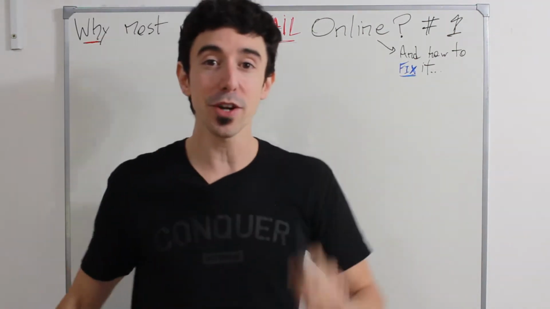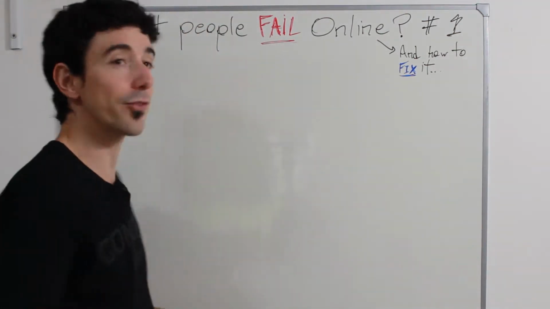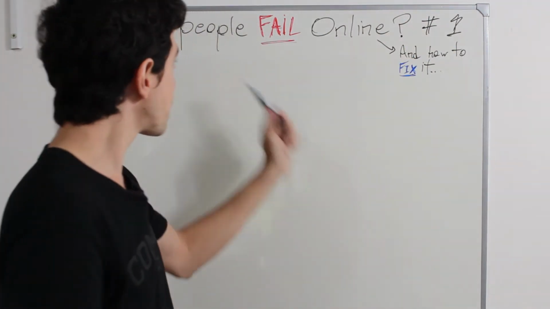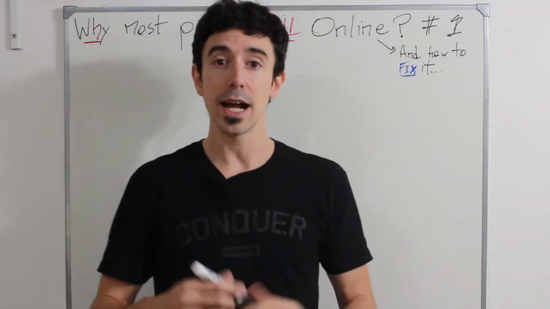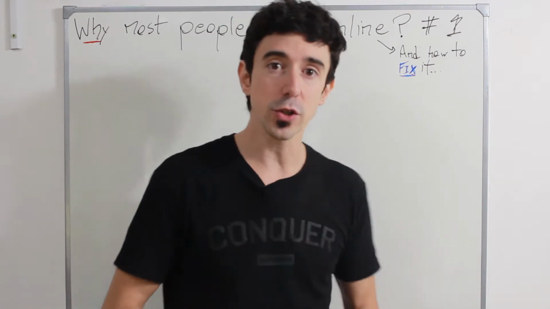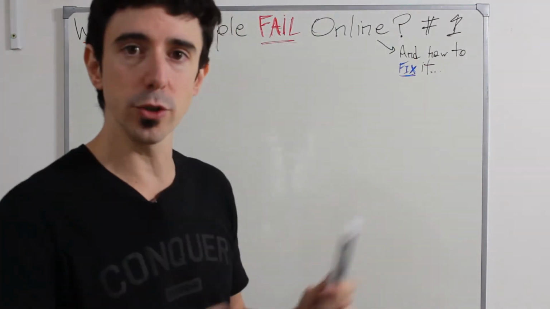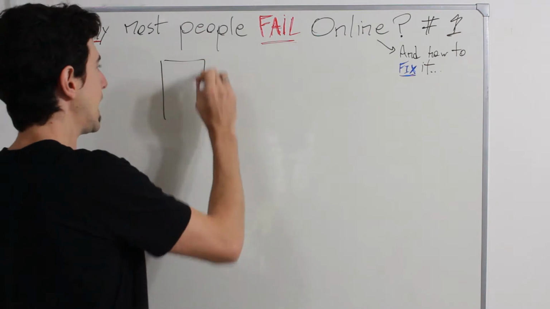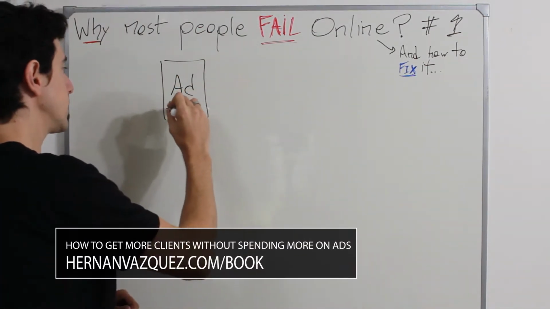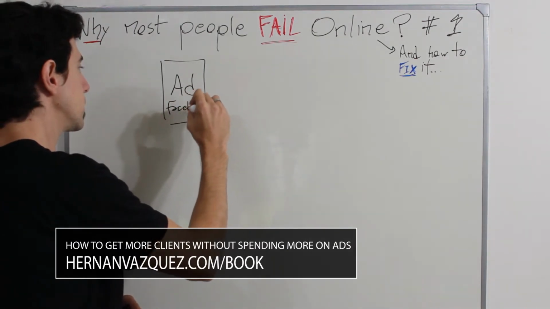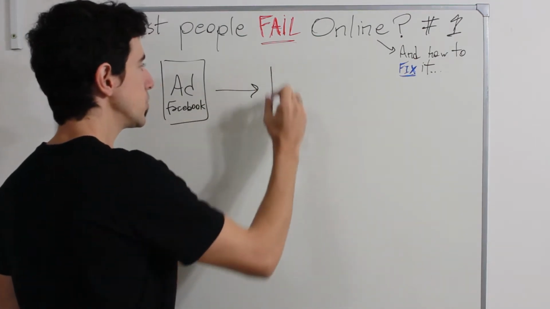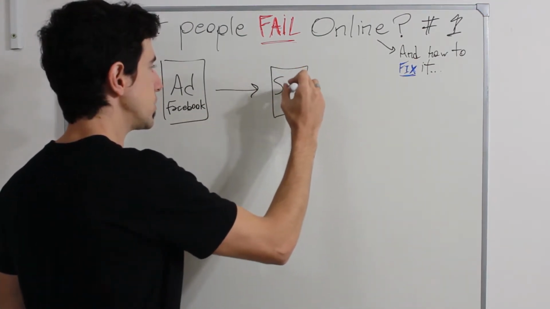But anyways, the main point of this video is to show you guys why most people fail online, and this is number one. I'm going to tell you how to access number two in a minute. So, why most people fail online and what you need to do to fix it. Pretty straightforward, right? What most people do is this: they have an ad on Facebook, for example, and what they're doing is sending people to a sales page.